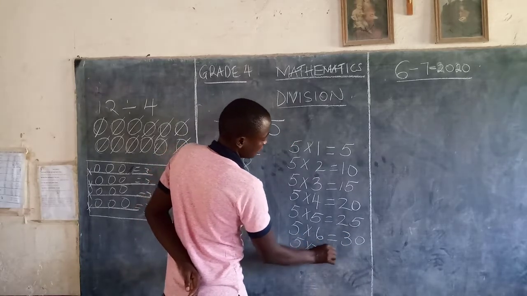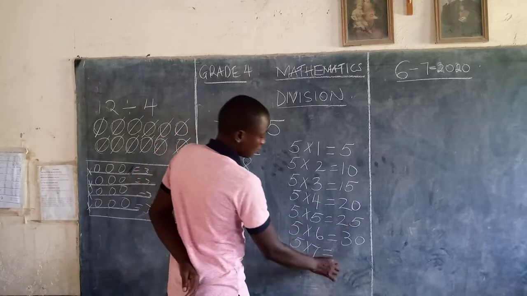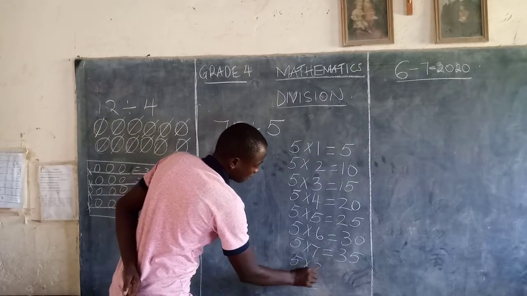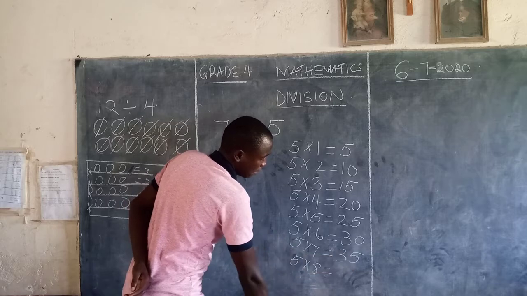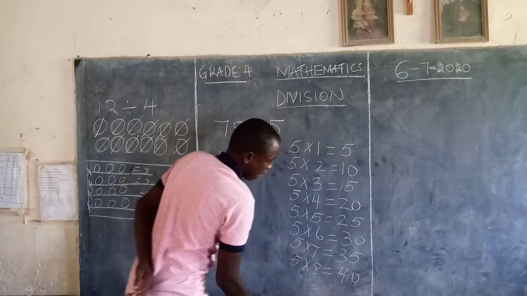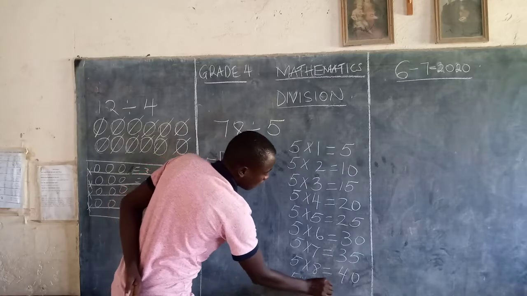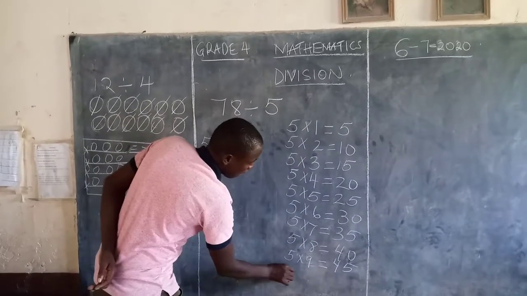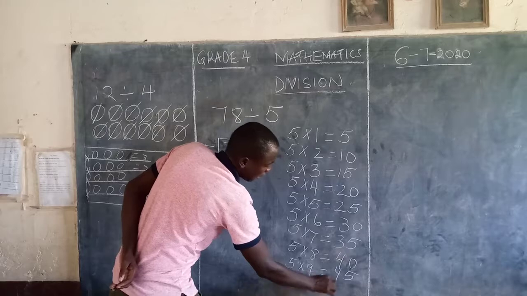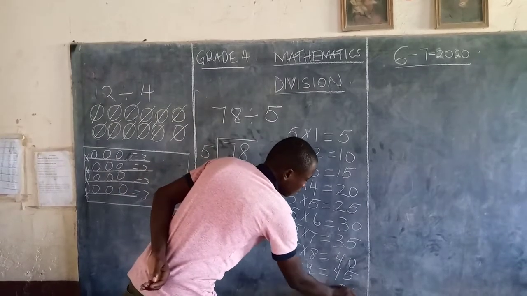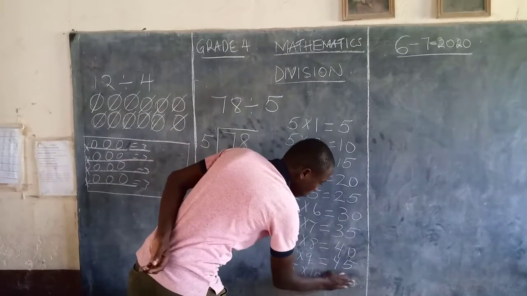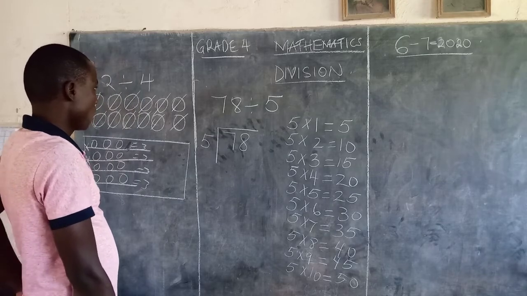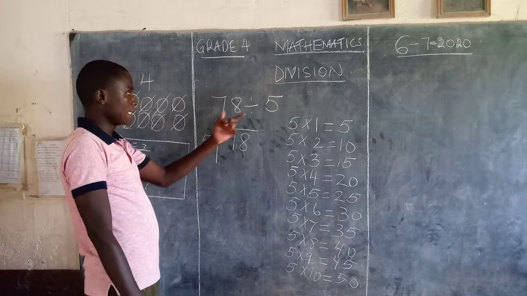5 multiplied by 7: add 5 here, get 35. 5 multiplied by 8: add 5 here to get the next multiple, which is 40. 5 multiplied by 9: add 5 onto 40, get 45. 5 multiplied by 10: add 5 onto 45 to get 50. Once you have your table, division becomes easy. Now come to a number. We have 78, divide it by 5.